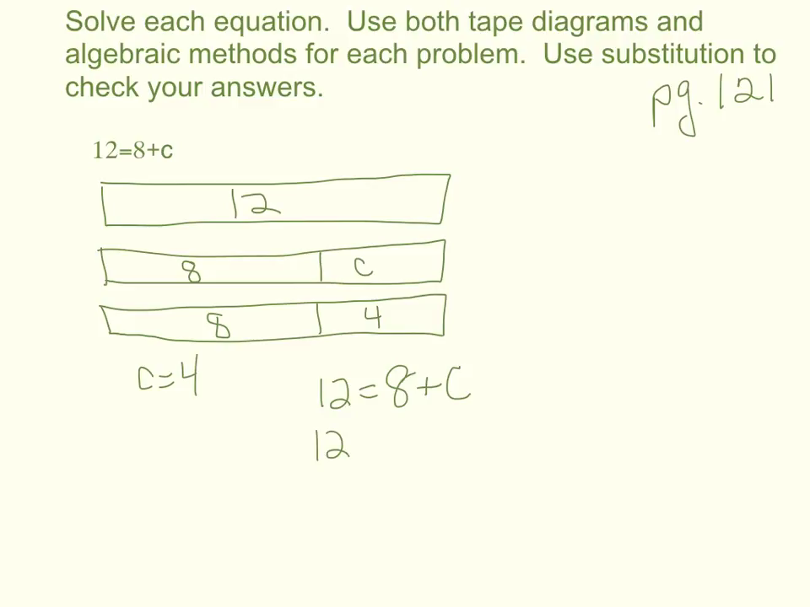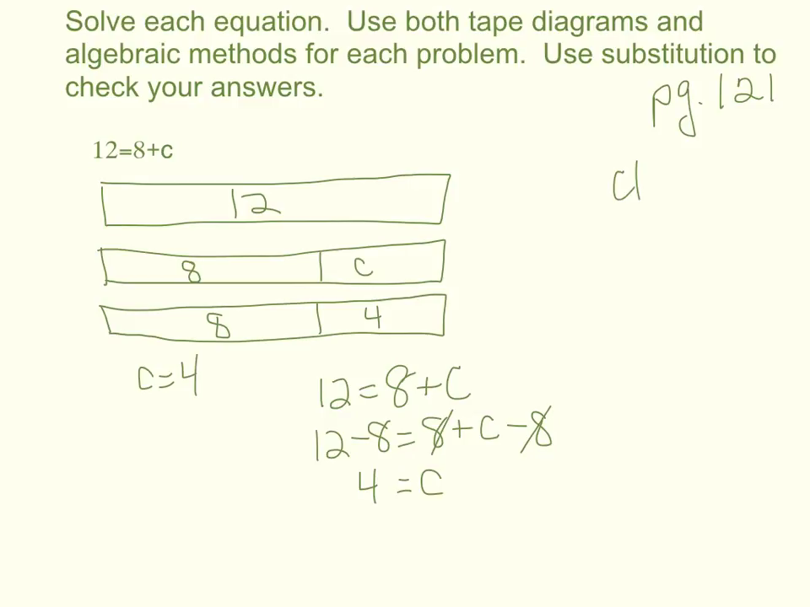So 12 minus 8 equals 8 plus c minus 8. And once again, we have taken 8 away from both sides in order to keep it equivalent. So on the right side of the equal sign, positive 8 minus 8, we're going to be left with c. And on the left side of the equal sign, 12 minus 8 equals 4.